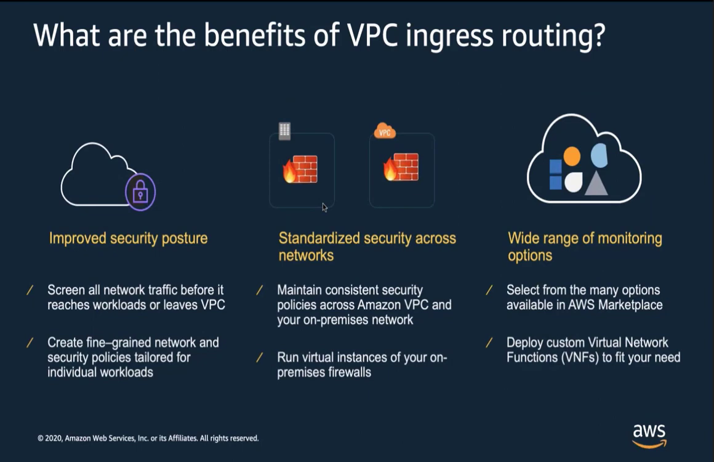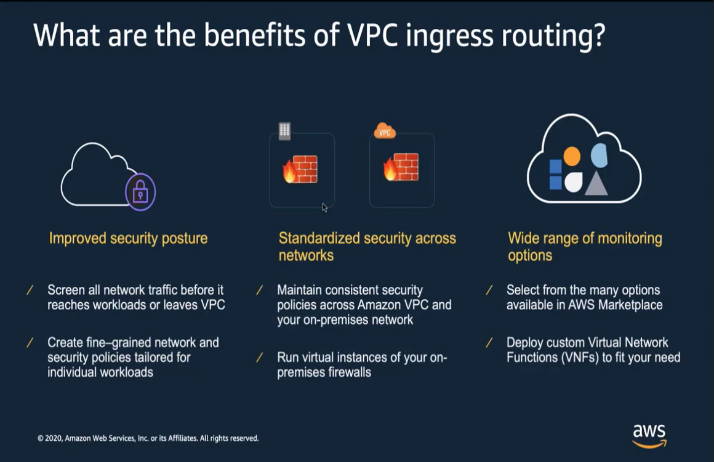There are 3 biggest benefits of VPC Ingress Routing. The first is improved security posture. The second is standardized security across AWS VPC and on-premises network. And the third is you get to pick and choose from a wide range of monitoring options available in AWS Marketplace. So the first, improved security posture. In the previous slide, we saw that by residing your workloads in individual subnet and segmenting the traffic and passing it through its own separate firewall, you can create fine-grained network and security policies tailored for individual workloads.